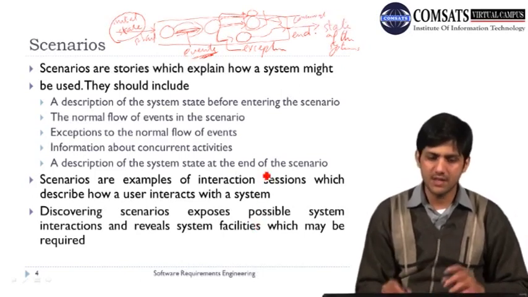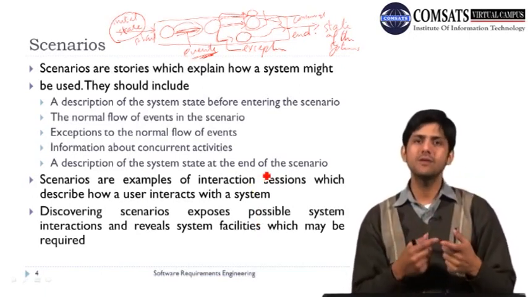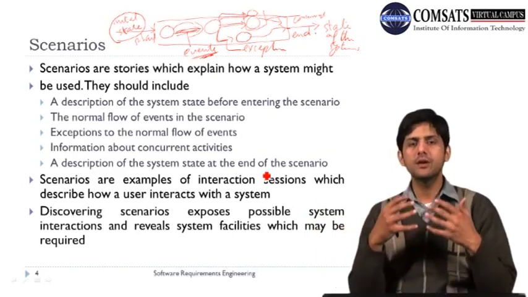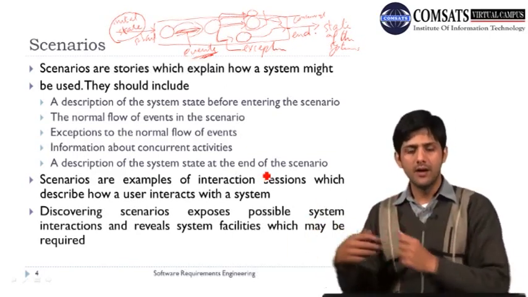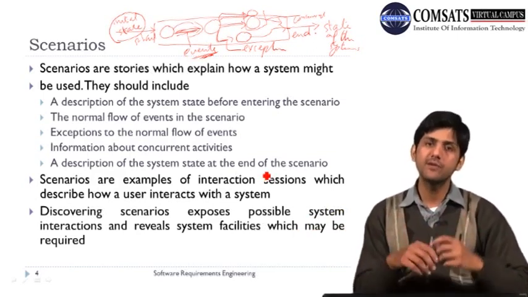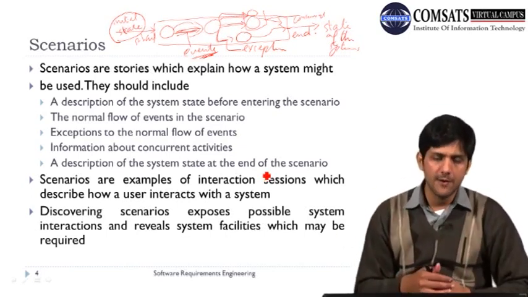So a scenario would have five things. It would have the initial state of the system, it will have the ending state of the system once the scenario ends, then it would have information about the normal flow of events, and then it would have information about any exceptions in that normal flow. It would also have information about any concurrent activities which are happening in that particular scenario.